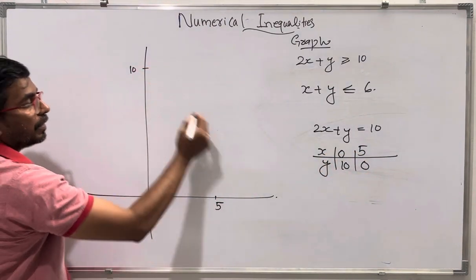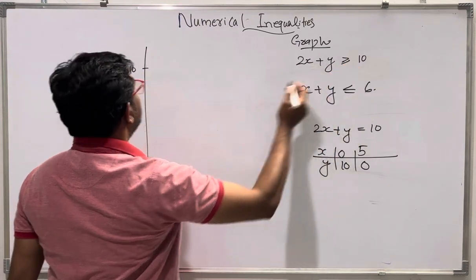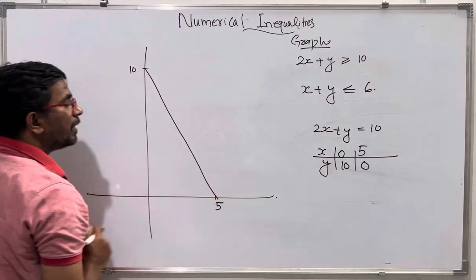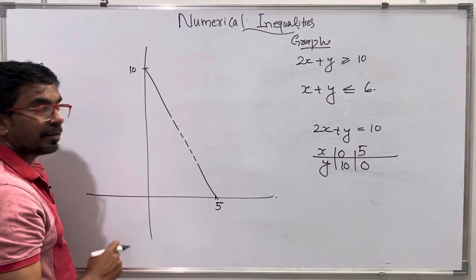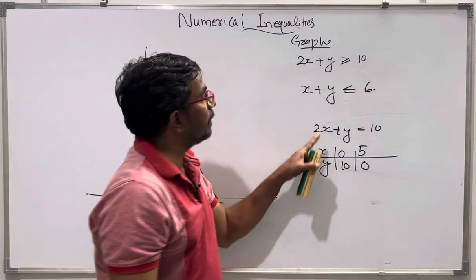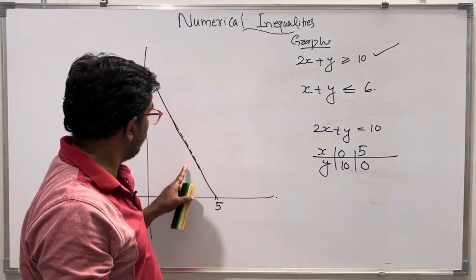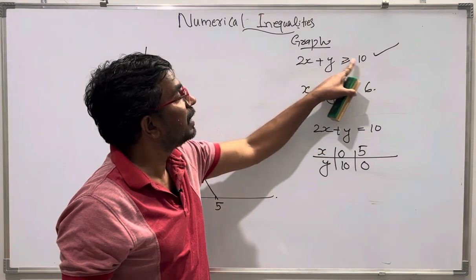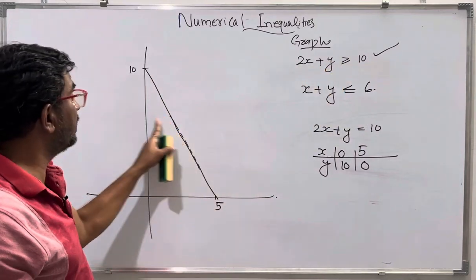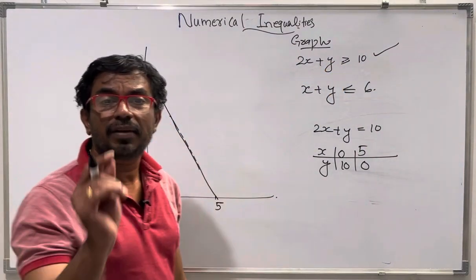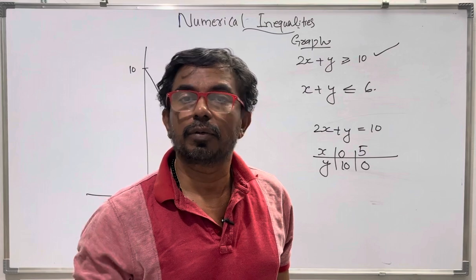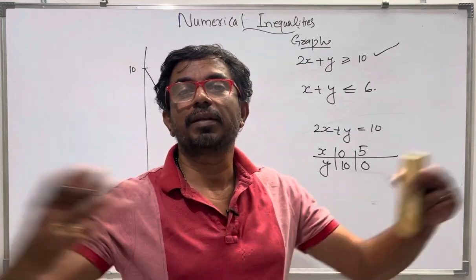So you join these. And check whether the equal sign is there. If the equal sign is there with the inequality, you draw a full line. If there is no equal sign, you put a dotted line like this. So this is a full line. Now this is the line, but the inequality sign is greater than 10. Greater than means it is a region, either this side of the plane or that side. Every line in a plane will divide the plane into two parts, right?